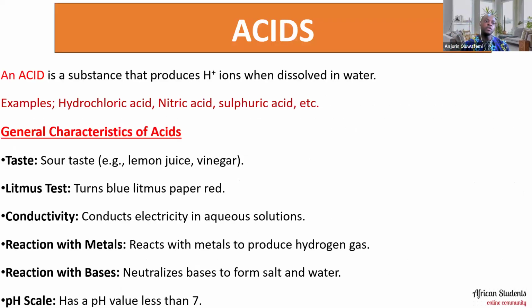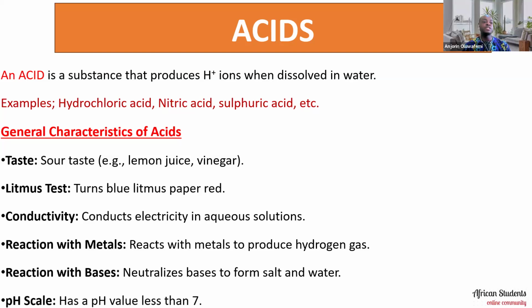The first thing that we need to look at is: what is an acid? Let's give a little definition. An acid is a substance that produces hydrogen ions when dissolved in water. Examples of acids include hydrochloric acid, nitric acid, and sulfuric acid. So we have HCl, HNO3, and H2SO4, and so on and so forth. These are some of the examples of the acids that we have.